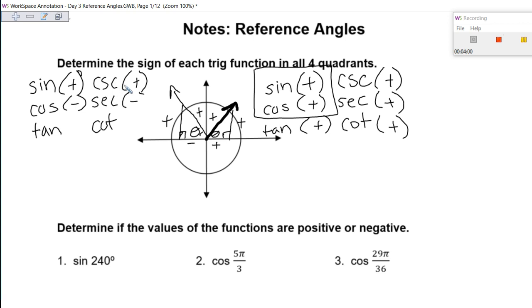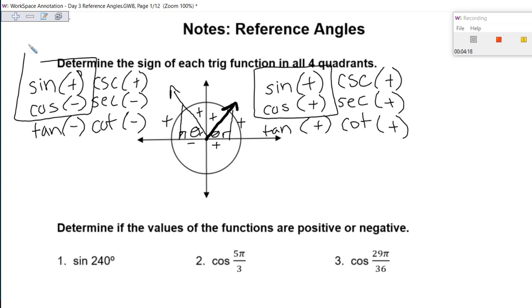And tangent is sine over cosine. So if the sine is positive and the cosine is negative, that makes the tangent negative. And if the tangent is negative, then the cotangent is negative as well. And again, we mainly just focus on sine and cosine.